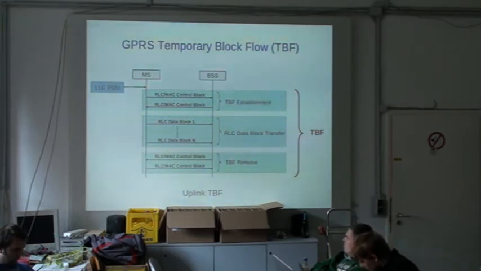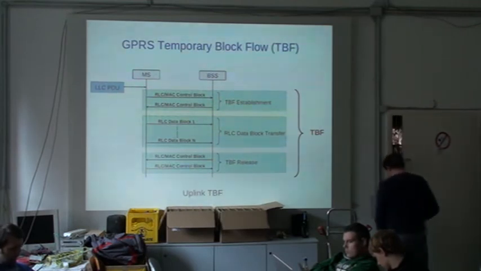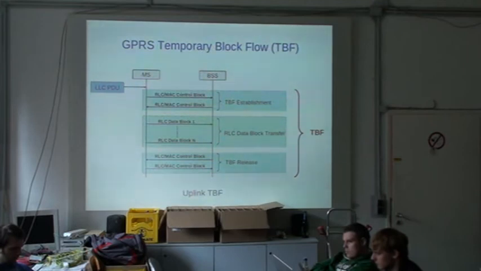And after that, the mobile station just receives data blocks. It's the RLC data block transfer part, and when all the data blocks are received, the BSS just releases the TBF. TBF is always initiated by the reception of LLC, and in the downlink, it's the same structure. And of course, it can be acknowledged or unacknowledged mode for RLC data block transfer. So TBF establishment, TBF data transfer, and TBF release make up the TBF.